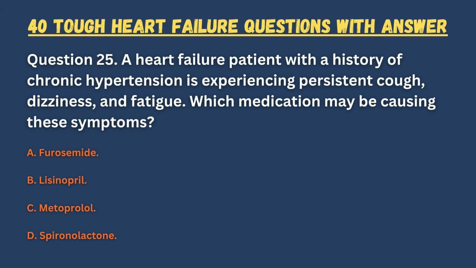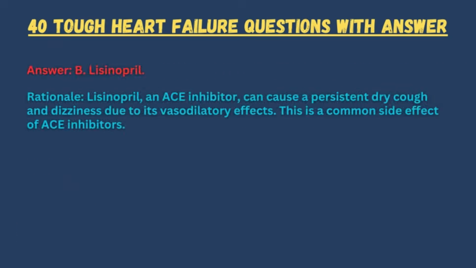Question 25. A heart failure patient with a history of chronic hypertension is experiencing persistent cough, dizziness, and fatigue. Which medication may be causing these symptoms? A. Furosemide. B. Lisinopril. C. Metoprolol. D. Spironolactone. Answer: B. Lisinopril. Rationale: Lisinopril, an ACE inhibitor, can cause a persistent dry cough and dizziness due to its vasodilatory effects. This is a common side effect of ACE inhibitors.